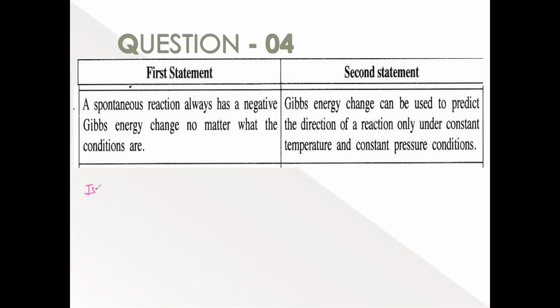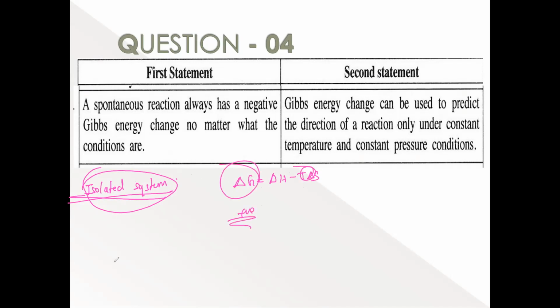They said, when you take the isolated system, right? So you are telling us the equation delta G equals delta H minus T delta S. As it is an isolated system, if the reaction is taking place, you cannot keep your pressure and the temperature constant. As the temperature increases, the delta G will lead to a positive value.